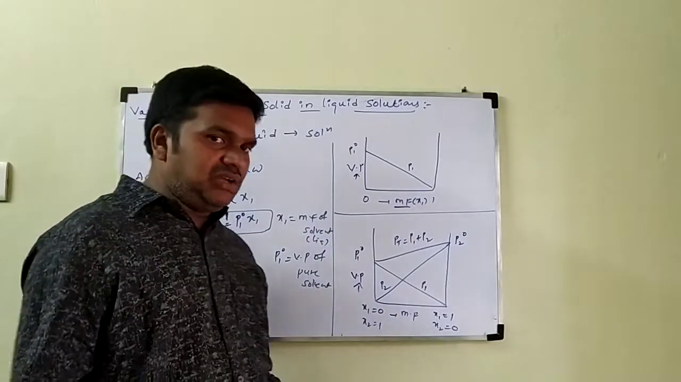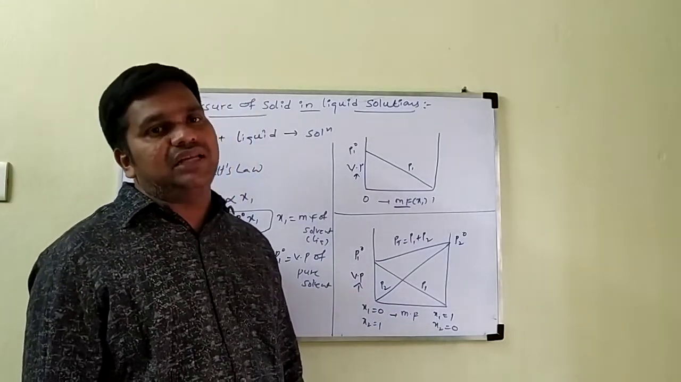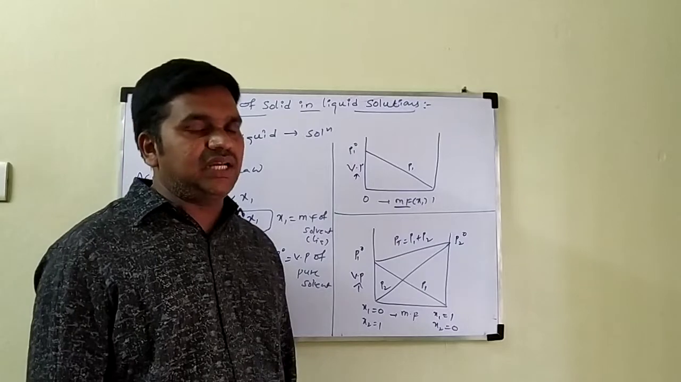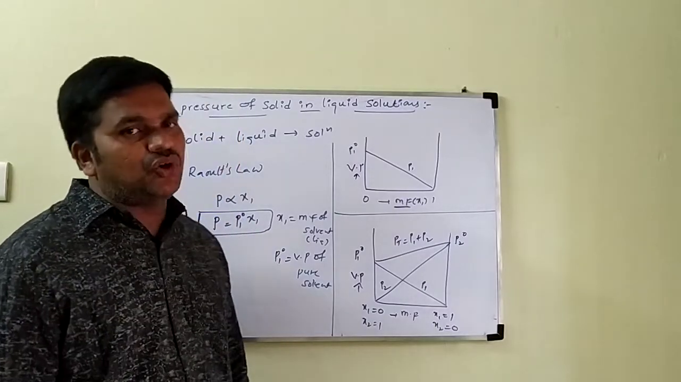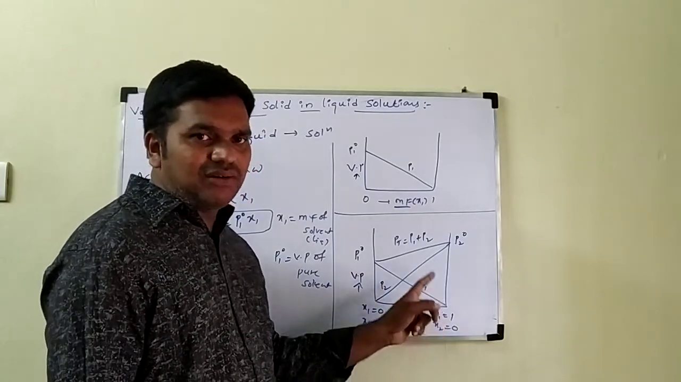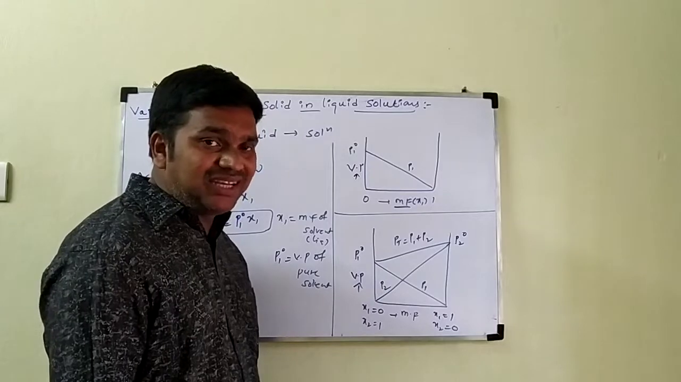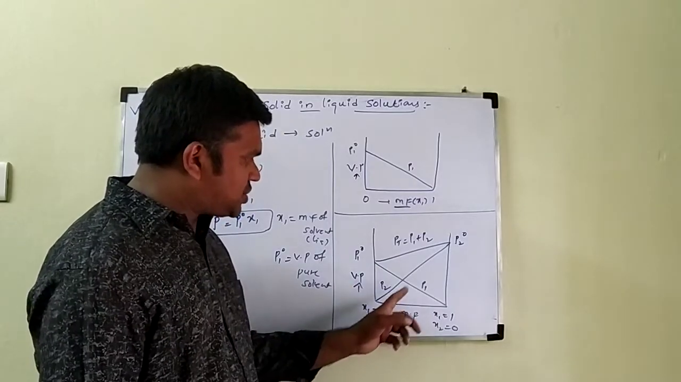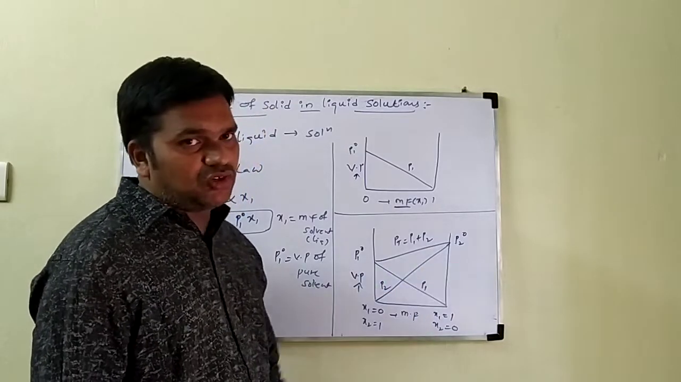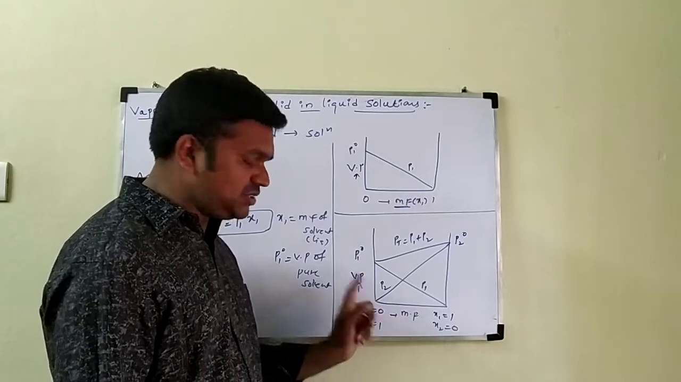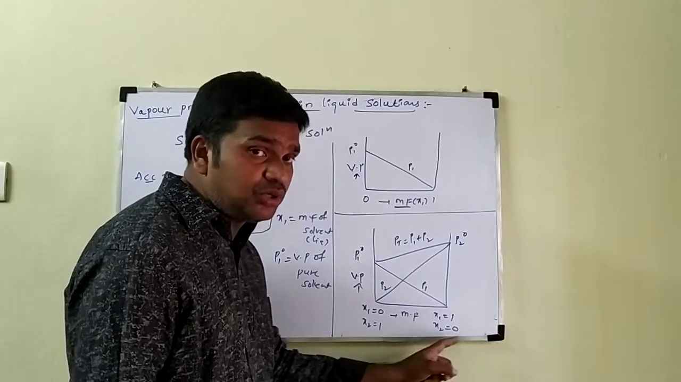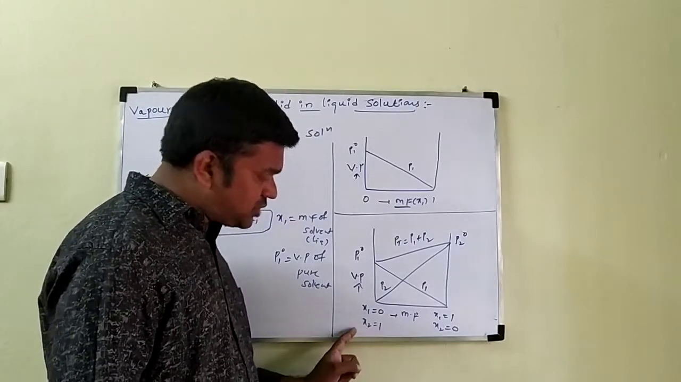So already in the last session we discussed the vapor pressure of liquid and liquid solutions. In that, you are taking two liquids, and those are volatile. P1 is the partial pressure of liquid 1 and P2 is the partial pressure of liquid 2, and their pure vapor pressures are P1 naught and P2 naught. So this is the graph of vapor pressure versus mole fraction. Here x1 is equal to 1, x2 is equal to 0. Here x1 is equal to 0 and x2 is equal to 1.